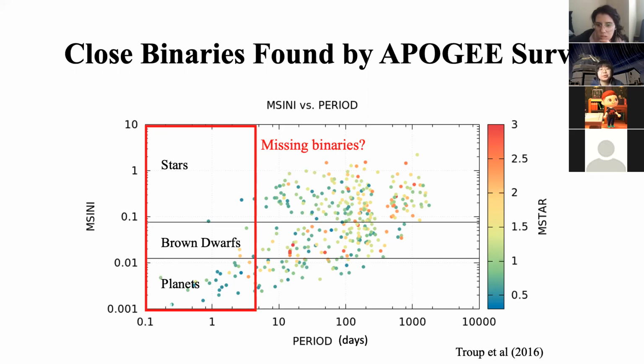The orbital period is obtained by radial velocity measurements of the primary star spectrum. The question is, are those missing binaries, or the missing close binaries in the red squared region, due to tides? We try to answer this question in the following slides.